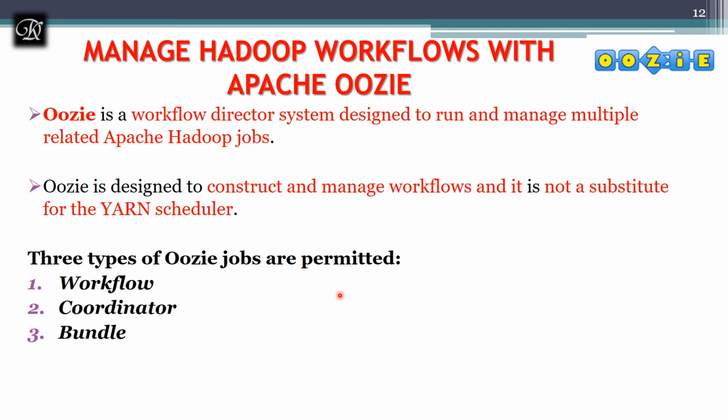For instance, complete data input and data analysis may require several discrete Hadoop jobs to be run in a workflow in which the output of one job is served as input to another job. When we are performing a huge task, this is going to happen. We take a task, and that task's input can be the output of another task. When we are doing that scheduling, we need Oozie. Oozie is designed to construct and manage the workflow, and it's not a substitute for the YARN scheduler.